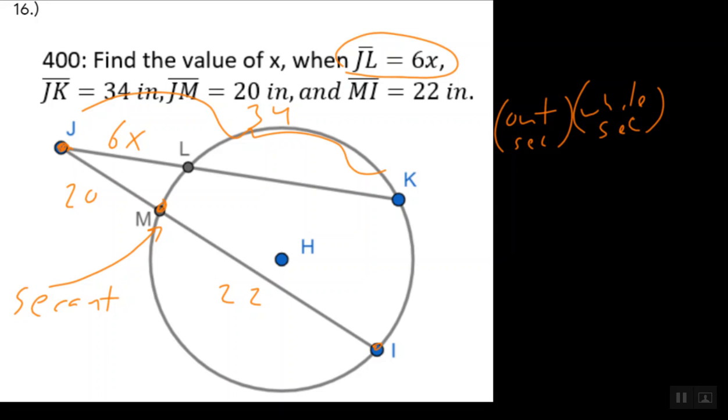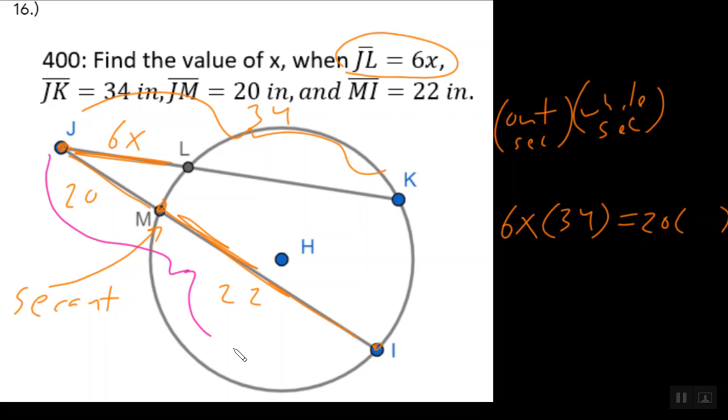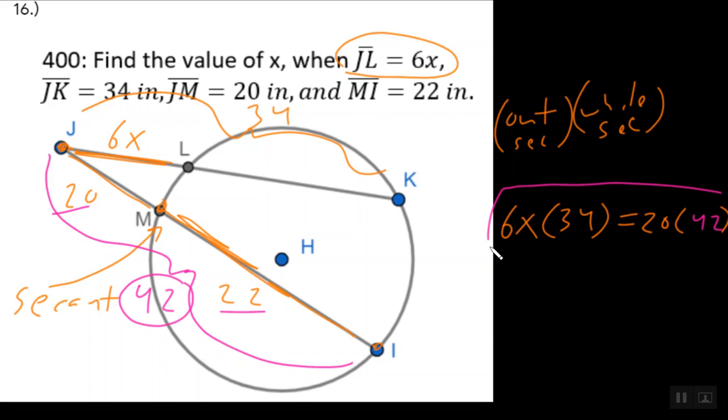So how can we write this up? Here JL is 6x, that's the outside, times the whole, which is 34, equals, here the outside is 20 times, but notice 22 is not the whole thing, it's just a part. For us to find this whole thing, we actually have to add up our two parts, 20 plus 22, which would be 42. And so now I have that whole secant of 42. And from here, you can just go ahead and solve for x. This is asking for the value of x. So once you solve for x, you will be done. Whenever you find out what x equals, you are done.